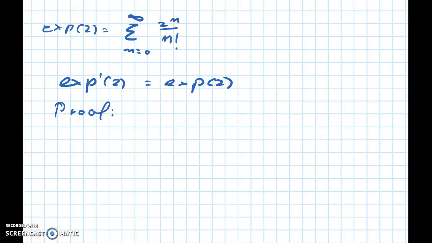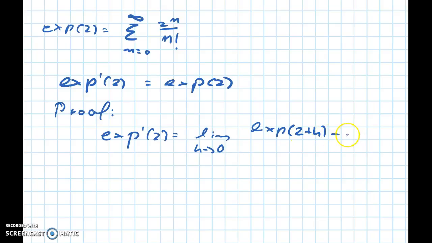Let's just remember how the derivative is defined. The derivative of the exponential function is, by definition, the limit as h goes to 0 of the exponential function at z plus h minus the exponential function at z, divided by h. This is just by definition.